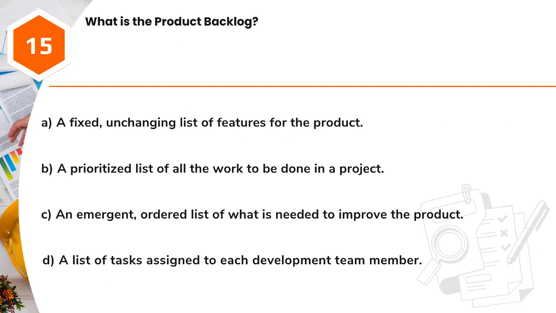Question 15. What is the product backlog? A. A fixed, unchanging list of features for the product. B. A prioritized list of all the work to be done in a project. C. An emergent, ordered list of what is needed to improve the product. D. A list of tasks assigned to each development team member.